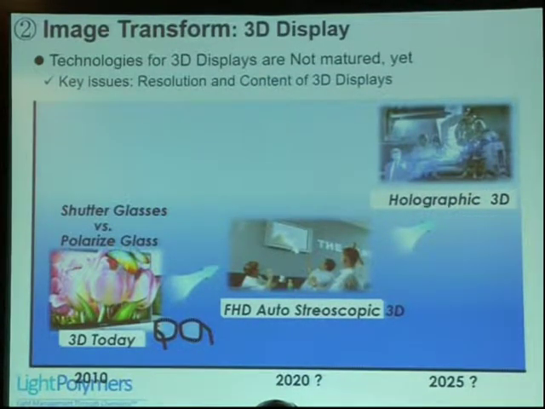Okay, this is a 3D display. Actually, the technology is not ready. I don't know when the 3D stereoscopic display will come. Maybe I think it will not come even in 2020. We don't know. Nobody knows.